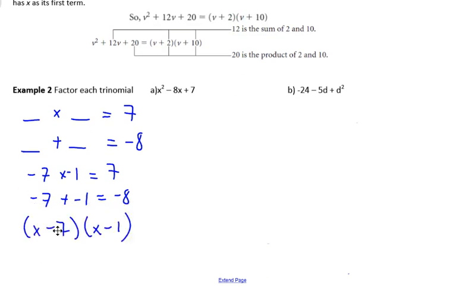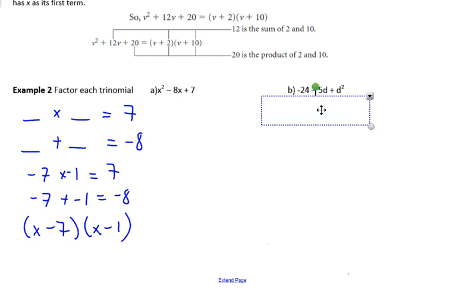Now, what we're going to do is take one of these to act as a representative, basically. So we take x and record a negative 7 because that's one factor, and then x minus 1, and that's the other factor. So this is the factored form of this trinomial, okay?